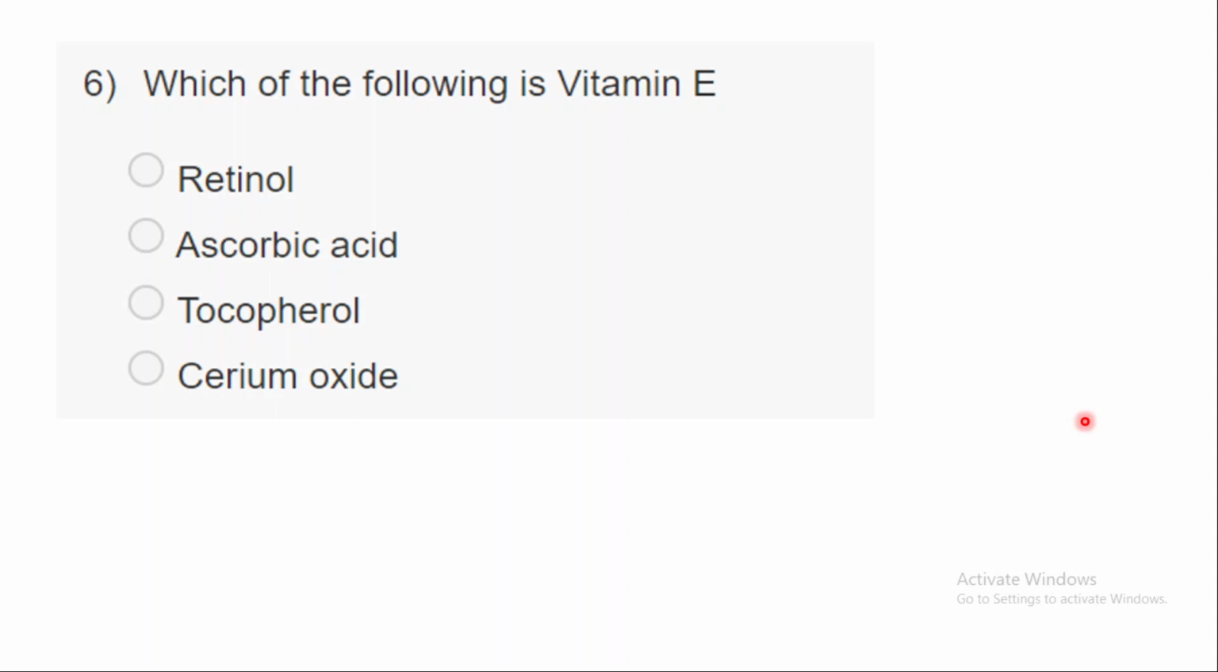I can see four or five answers. Priyanka, Somadik, Durga Devi, Roshan, Joshi, everybody is answering C, tocopherol. As expected from you guys, tocopherol is the correct answer. Vitamin E is also known as tocopherol. Great, very nice, very nice.